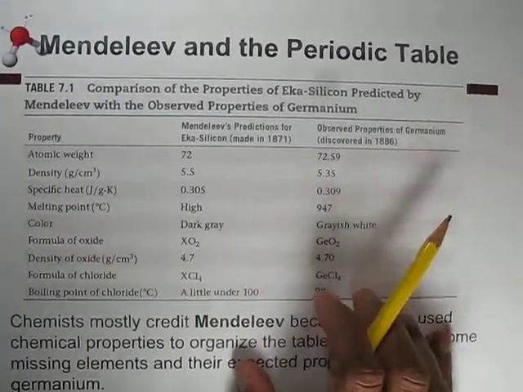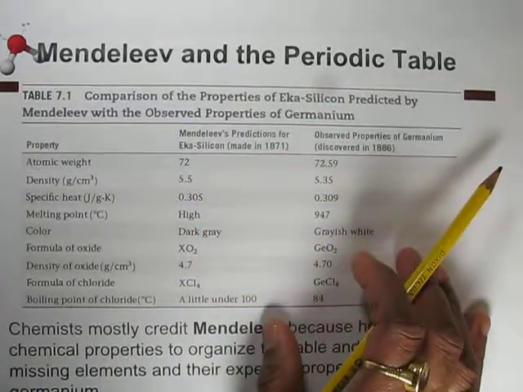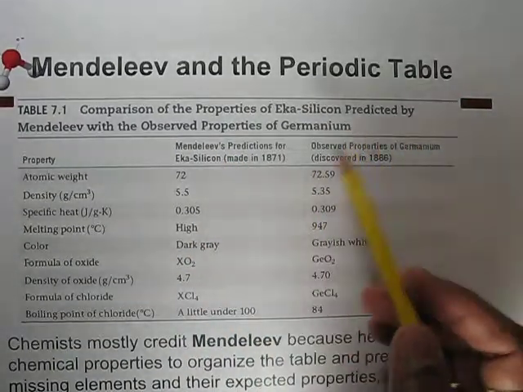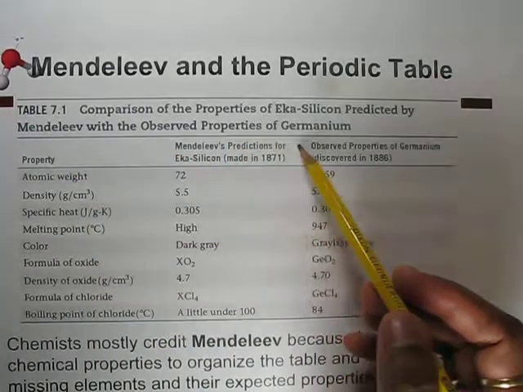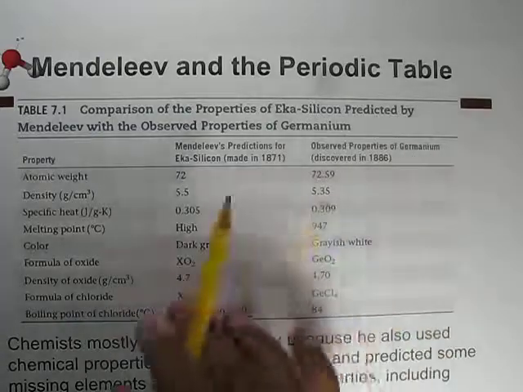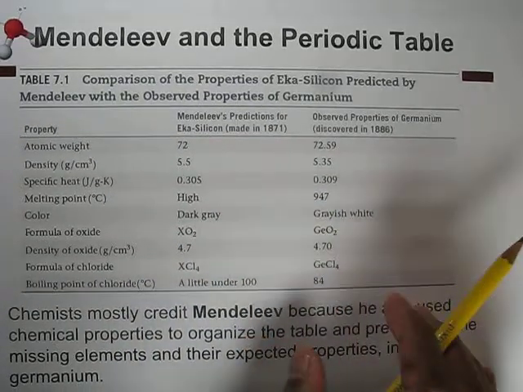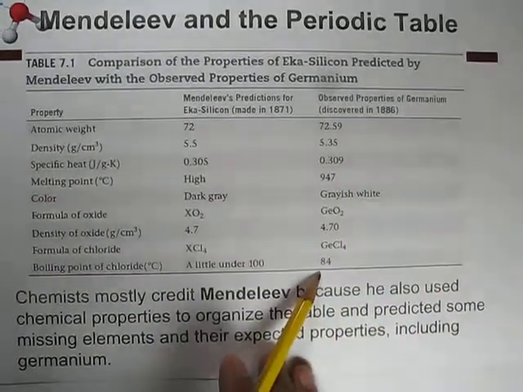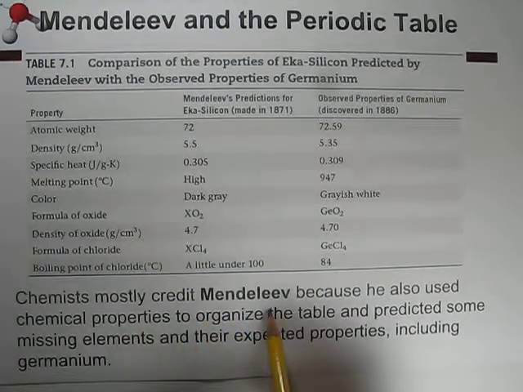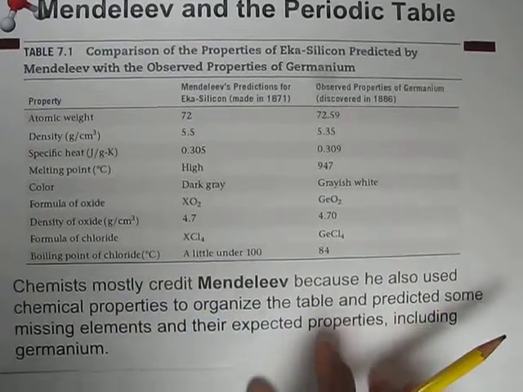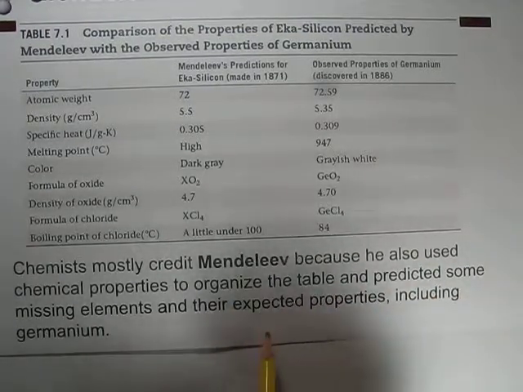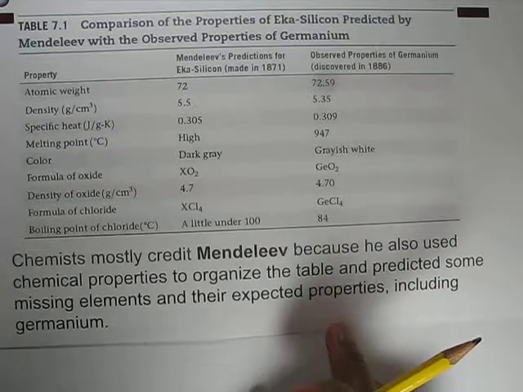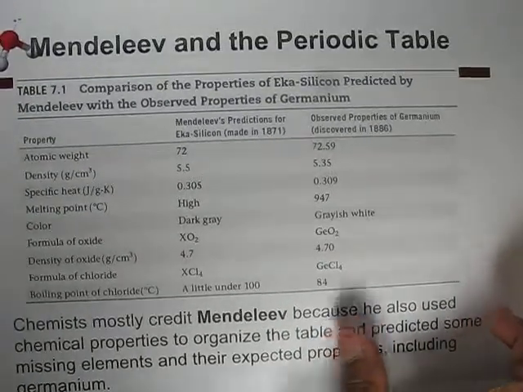So this is the table which shows the comparison between the periodic properties of silicon predicted by Mendeleev and the observed properties of germanium. These two elements' properties were compared by Mendeleev, and mostly chemists give credit to Mendeleev because he also used the chemical properties to organize the table and predicted some missing elements and their expected properties, including germanium. So this was a little bit brief about the periodic table.